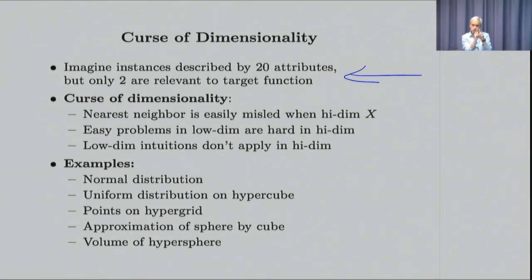Because the signal in those 2 relevant attributes, even if those 2 relevant attributes completely determine the class, right? Let's suppose that the class was the XOR of those 2 attributes, right? There's a perfect decision tree or a perfect rule set for this problem, but nearest neighbor doesn't know. The random noise in the other 18 makes whatever examples look like whatever others, and it's random guessing, right?